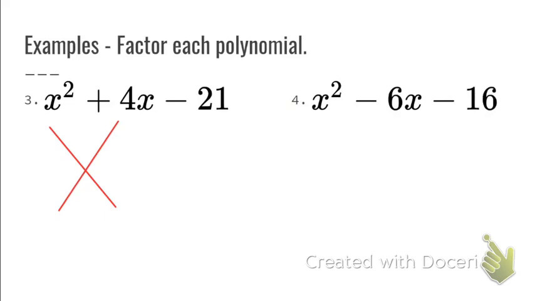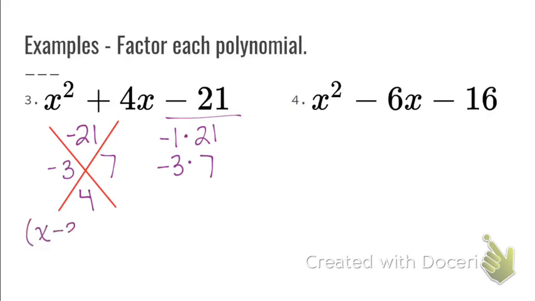On number 3, we are multiplying to negative 21. We are adding to a positive 4. So when we make our factor list or look at our factor list, we know that the bigger factor is going to need to be positive, same sign as the middle. So our bigger ones are positive. That makes our smaller ones negative. The pair that's going to add up to a positive 4 would be negative 3 and positive 7. So our answer is x minus 3 times x plus 7.